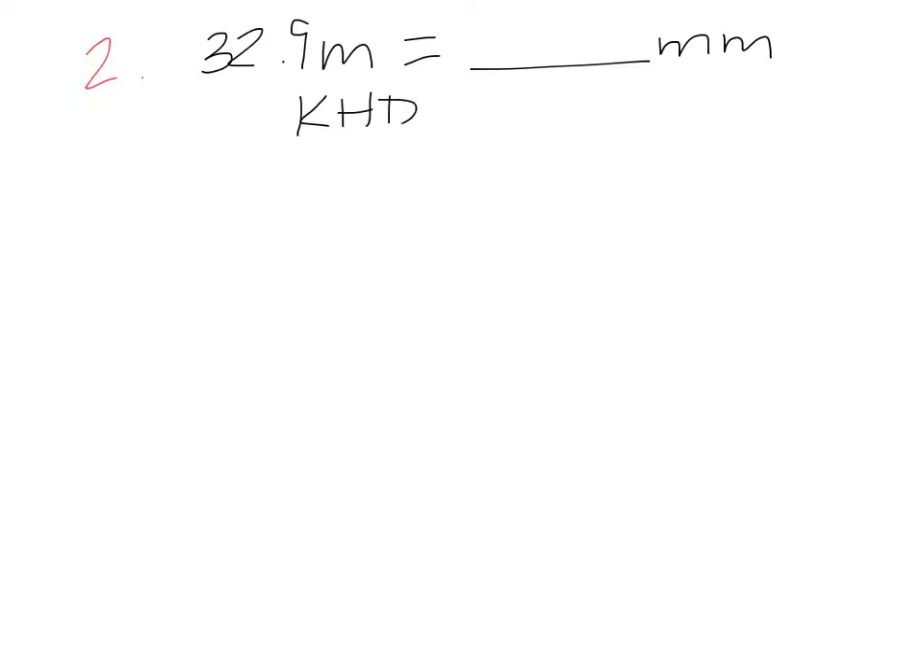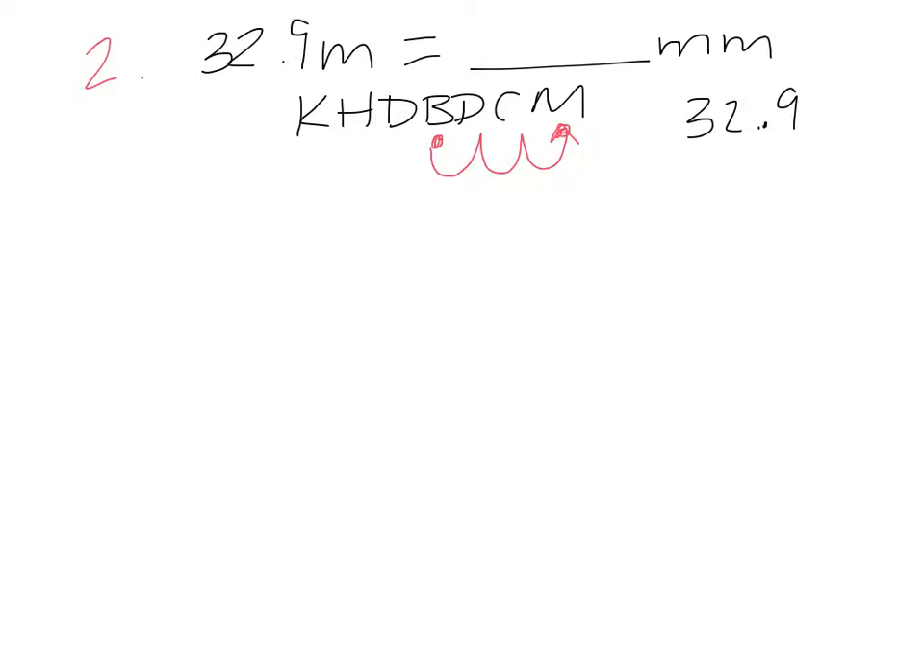Okay, so now let's look at the bottom, example 2. Example 2 says a roll of duct tape contains 32.9 meters of tape. How many millimeters is that? So we need to turn meters into millimeters. So again, King Hector died by drinking chocolate milk. We're going to start at meters, which is one of our base units, and we're going to go to millimeters. So that's 1, 2, 3 jumps to the right.